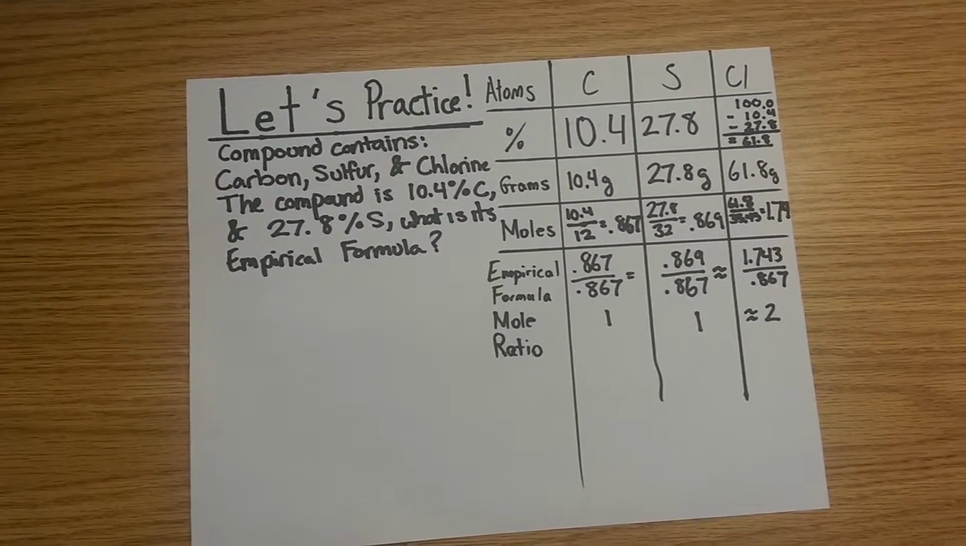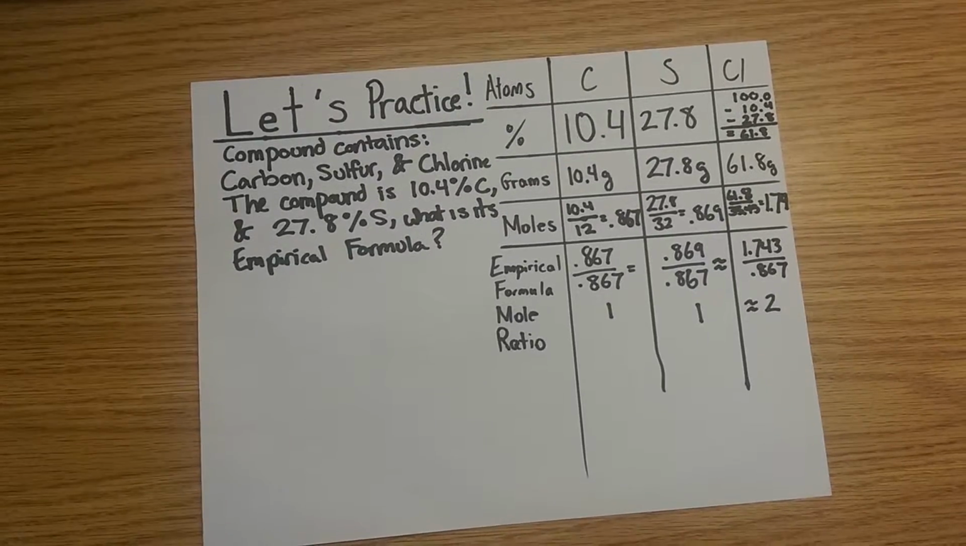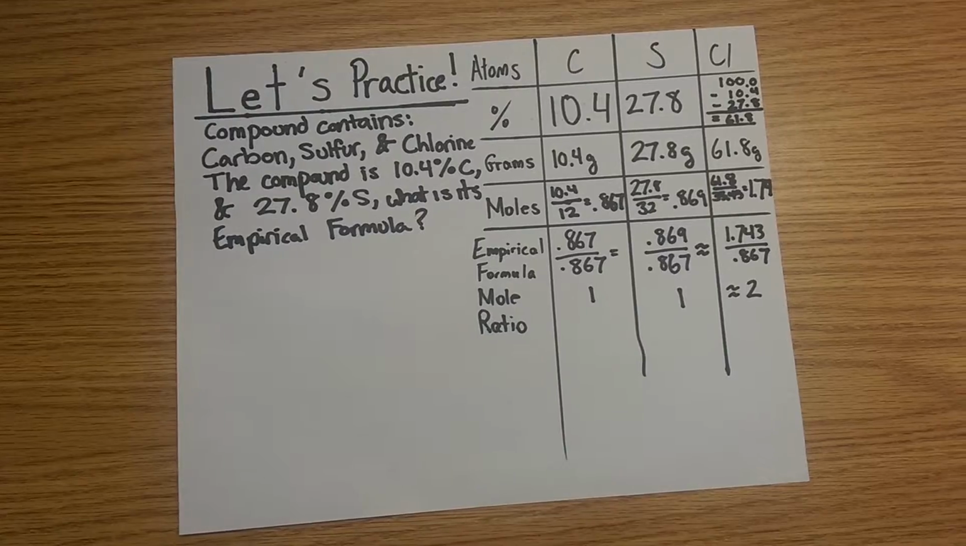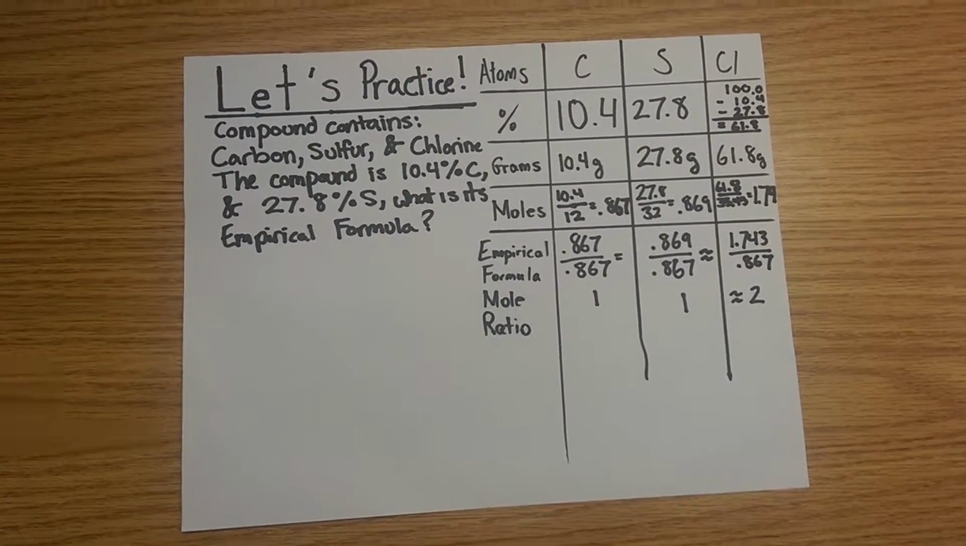Here's our practice question. A compound contains carbon, sulfur, and chlorine. The compound is 10.4% carbon and 27.8% sulfur. What is its empirical formula?